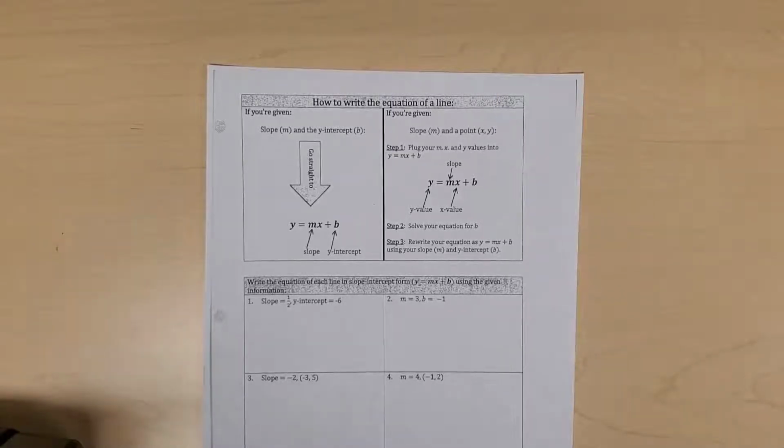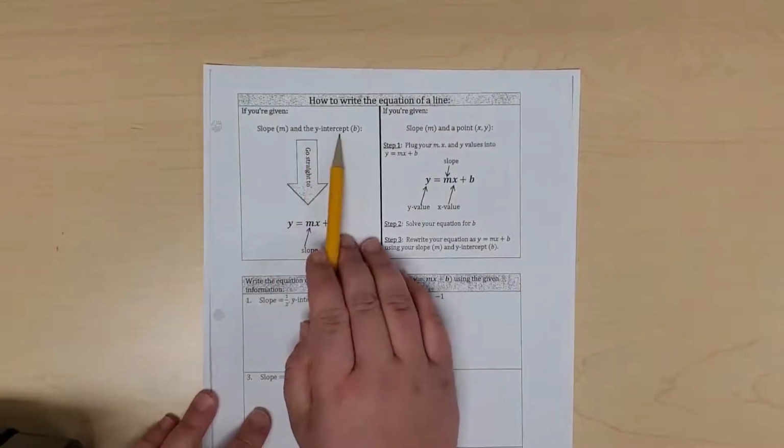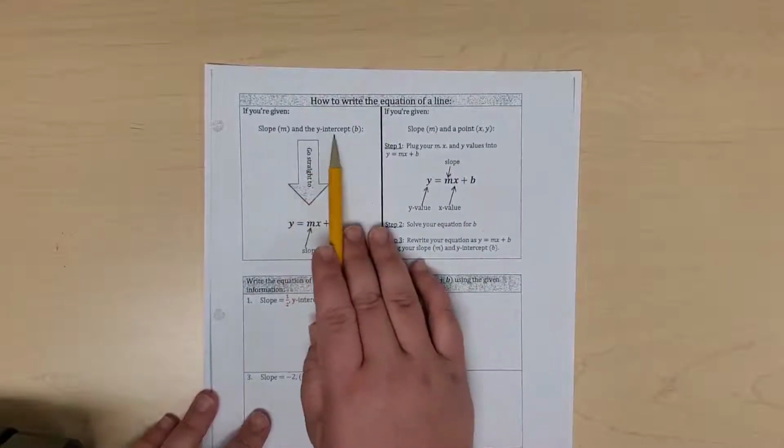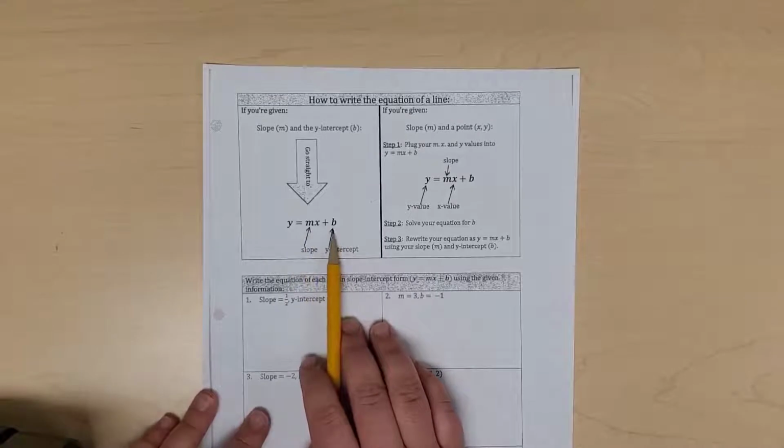Hey guys, in this video I'm going to show you how to write the equation of the line if you're given slope and a y-intercept, or if you're given slope and a point. If you're given slope and the y-intercept, that's the easiest type here. All you need to do is plug it straight into the equation.